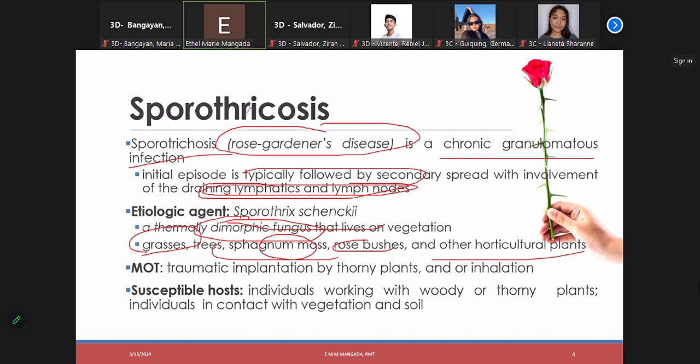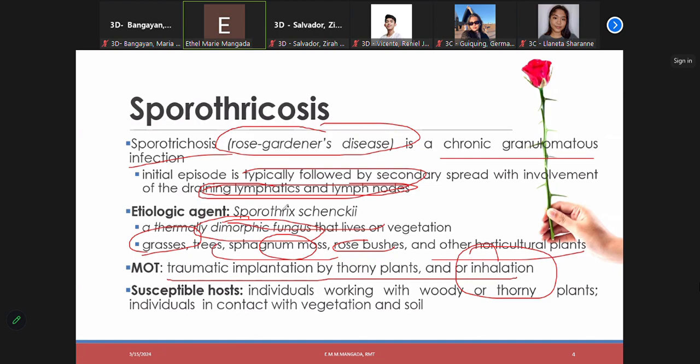That is why those who love plants, the plantitas, and those who go hiking, you have to protect yourselves. Avoid getting injured by these plants, or getting pricked by their thorns, like for example roses, because there might be Sporothrix there. So the mode of transmission is traumatic implantation by thorny plants or inhalation. Usually with inhalation, it does not cause a skin lesion. It becomes systemic, causing pulmonary sporotrichosis.